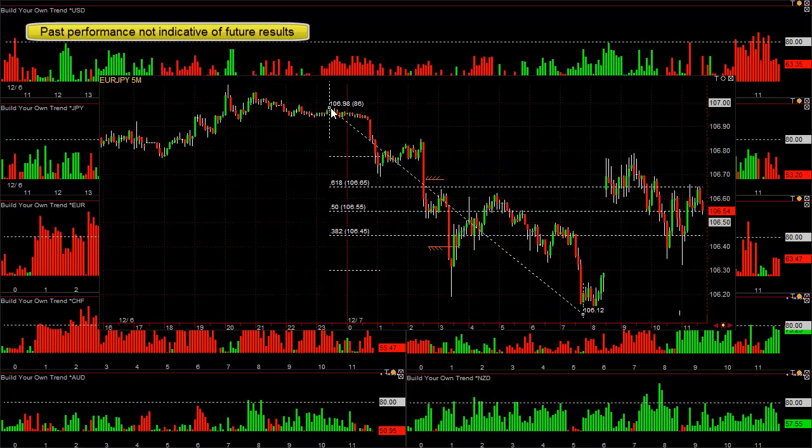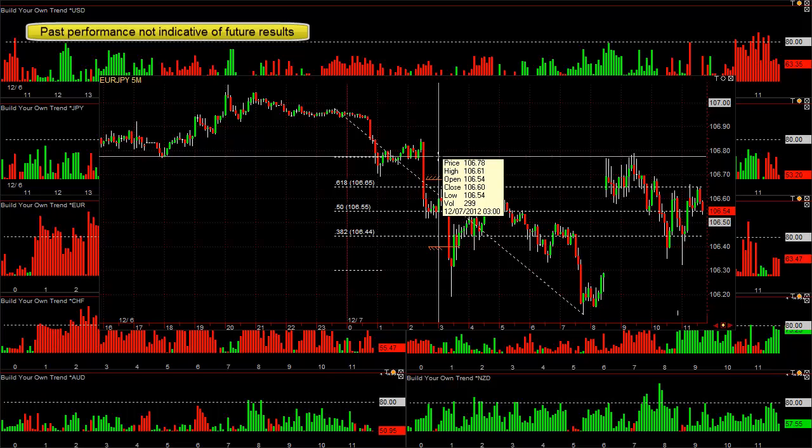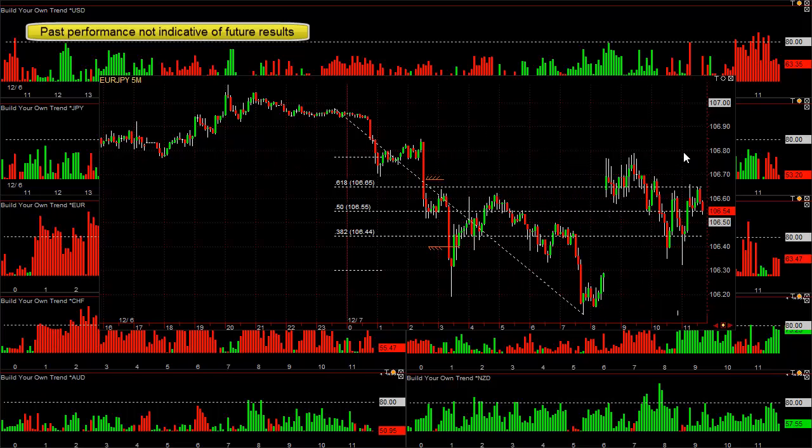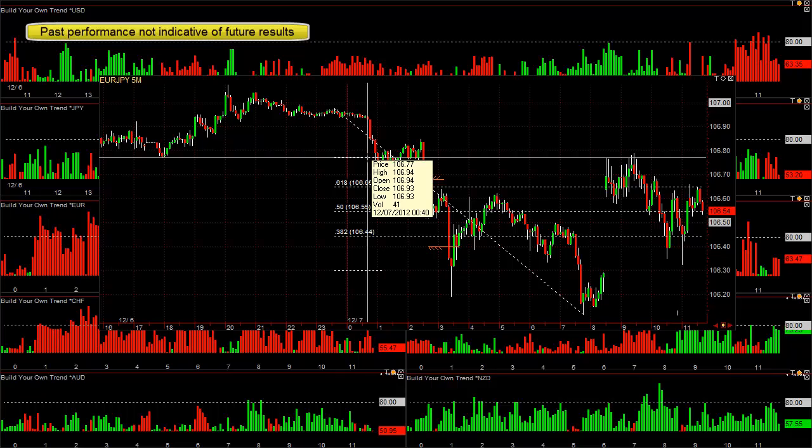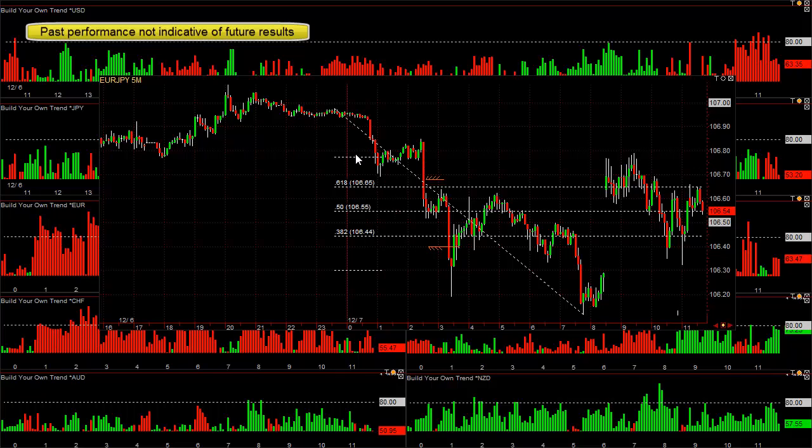Actually, I would draw this from here. This is really where the beginning of this move happened. Notice where it went to: 106.80, pretty much right where the 78.6 fib retracement is. And so in this case, where it shot up above here, this is not likely to go above this area.